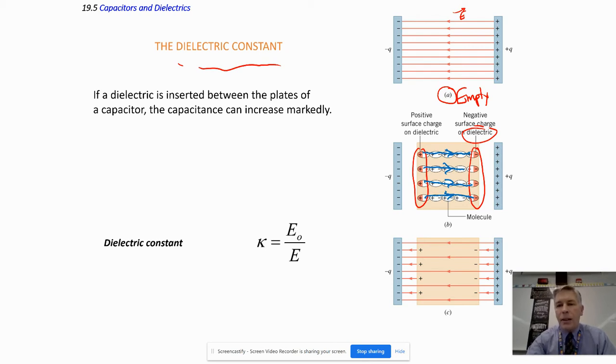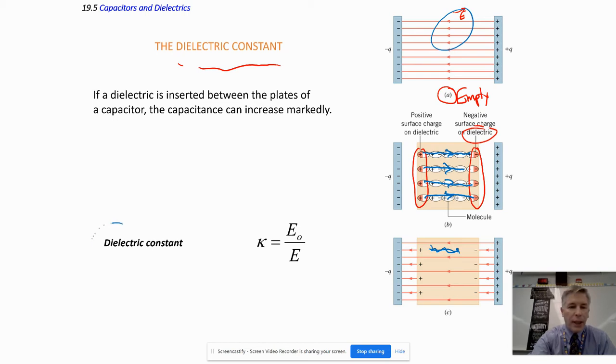Well, that combined with this electric field is going to make it weaker. So inside of here, you actually have some of it canceling. Basically you have this going this way, so that cancels out some of that, so it makes it weaker. When you have a weaker electric field, it tricks the capacitor into thinking, oh, you can store more charge, and then you're able to put that on there.